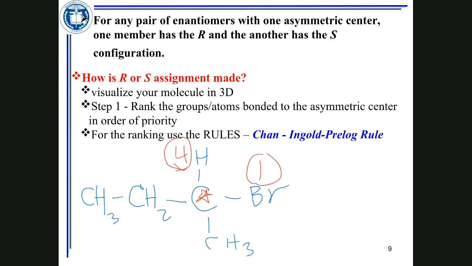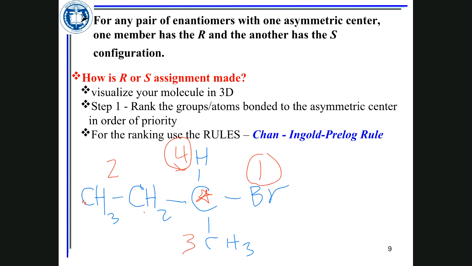Since it's a tie, since both of them are the same carbon, we have to move a bond away. Now, in a methyl, this carbon is attached to 3 hydrogens. For the ethyl group, the carbon that is directly attached to the chiral center is attached to 2 hydrogens and 1 carbon. So we have to move 1 bond away. For the ethyl group, you have a carbon. For the methyl group, you have only hydrogens. So this is going to be 2, and this is going to be 3.